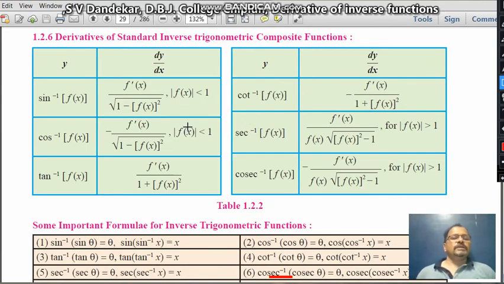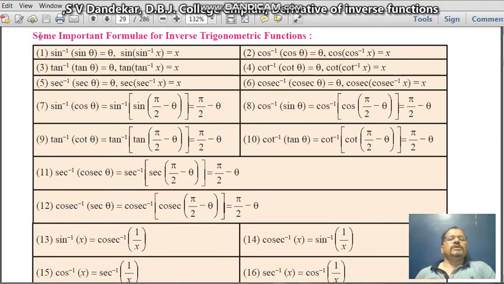We can apply the chain rule in the derivative of inverse trigonometric functions. We know that derivative of sine inverse x is plus 1 upon under root 1 minus x square. So derivative of sine inverse f(x) is f dash x upon under root 1 minus f(x) square for mod f(x) less than 1. Or we can say that derivative of sine inverse bracket is derivative of bracket divided by under root 1 minus bracket square. Similarly, the remaining derivatives you should go through. For example, derivative of cot inverse bracket is minus derivative of bracket divided by 1 plus bracket square.